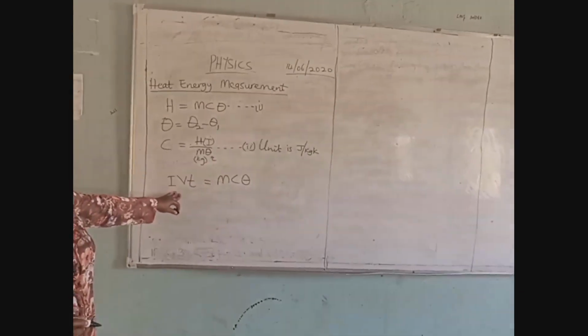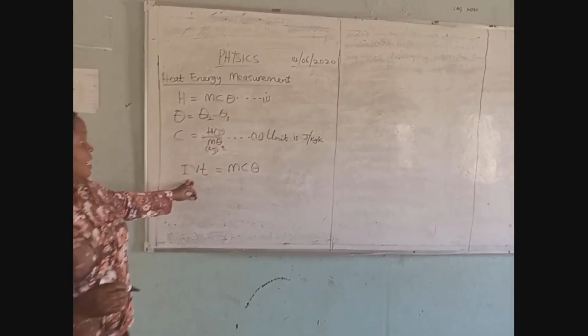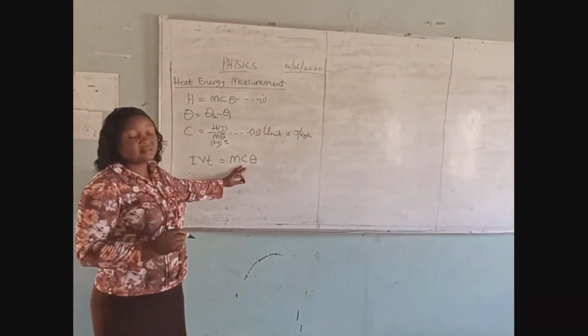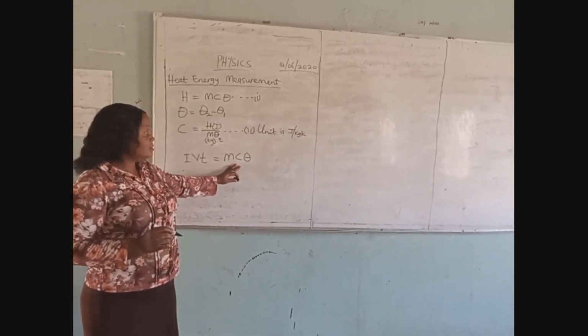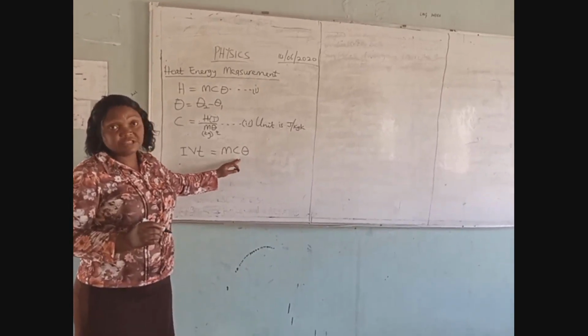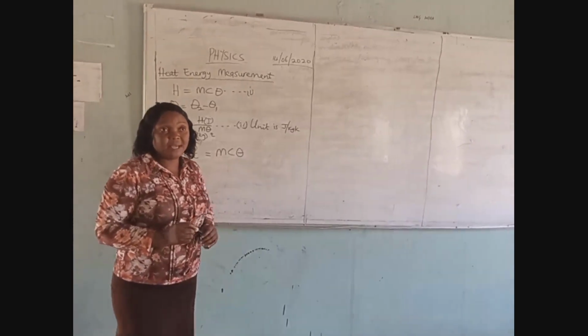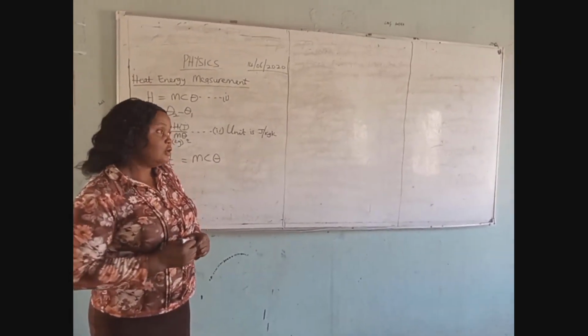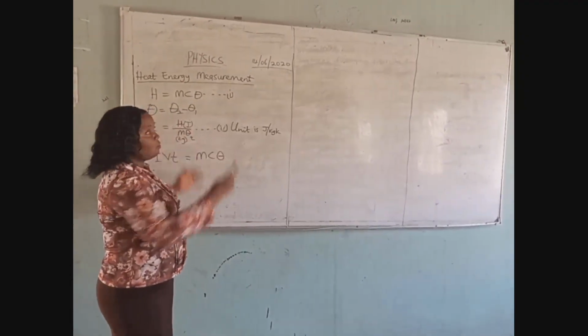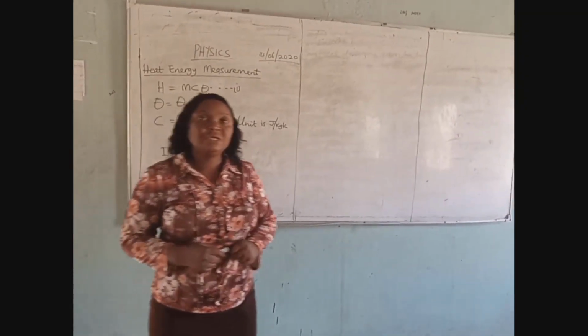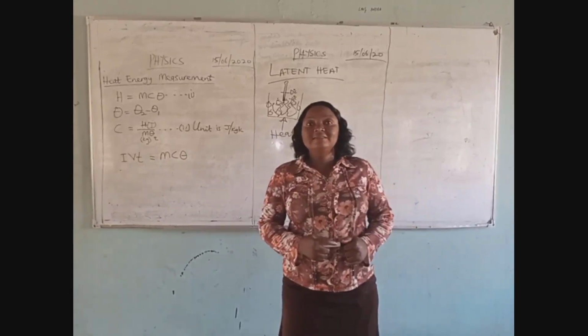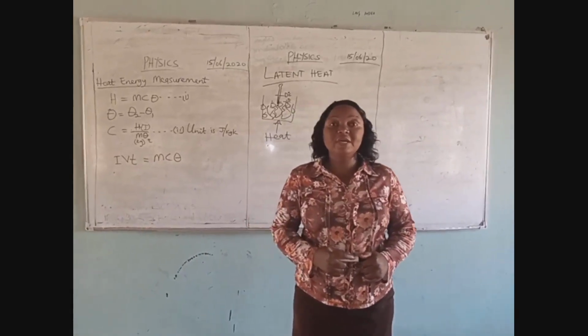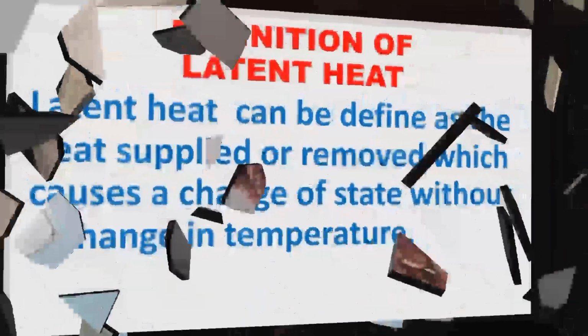We say that electrical energy supplied is equal to quantity of heat obtained. That is using the electrical method of measurement. Is that clear? So this is just the summary of what we did last week. Now, let's start with the definition of latent heat.